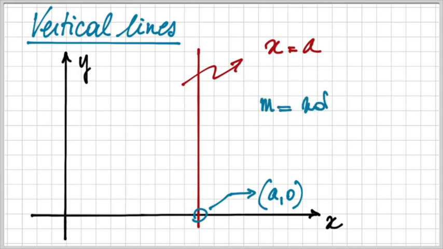We can think about the slope, but the slope is not applicable because we have a vertical line and we would divide by x1 minus x2, but x1 and x2 are the same, so we would have a 0 in the denominator, which is not applicable for the calculation of the slope.